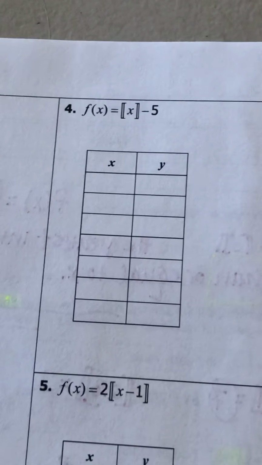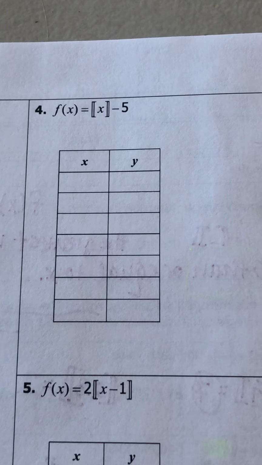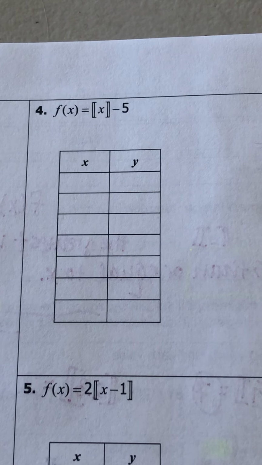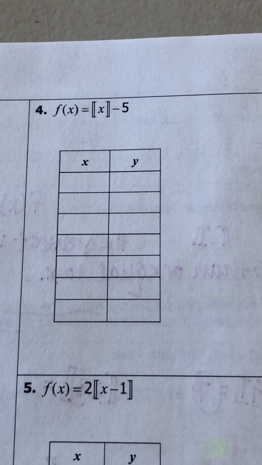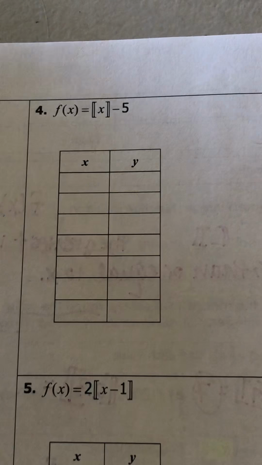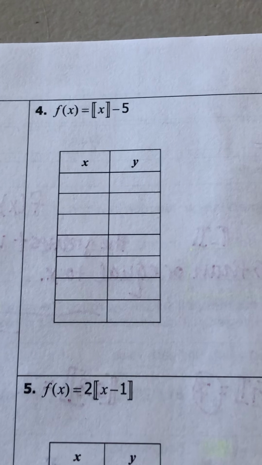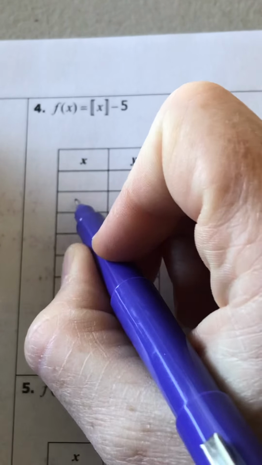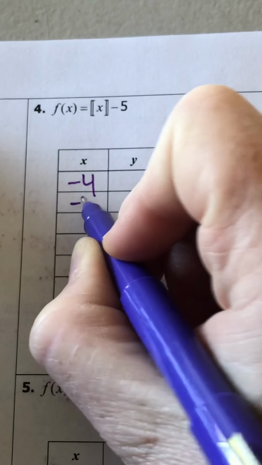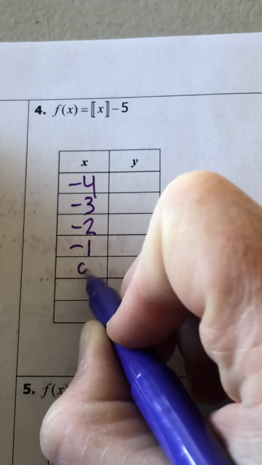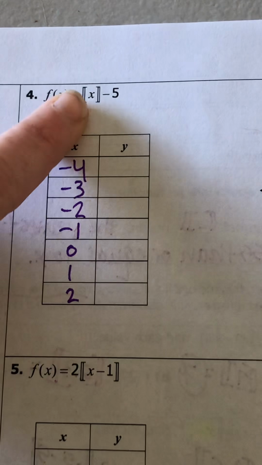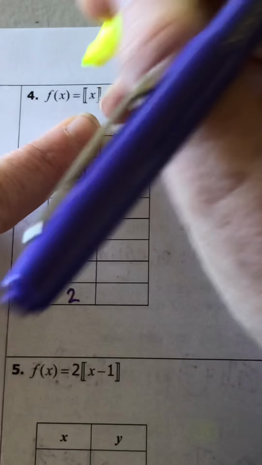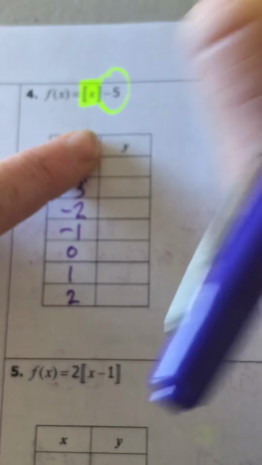All right, backside here. Since we know that we're gonna follow a step function, we're just gonna take the greatest integer and subtract 5. I'm not gonna worry about decimals anymore now that you kind of have the idea. So let's start with -4, -3, -2, -1, 0, 1, 2. Let's see what happens. This function here means take the greatest integer, then subtract 5.